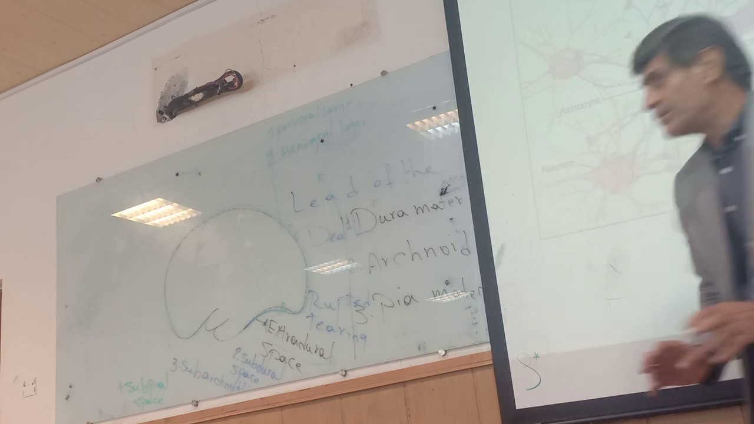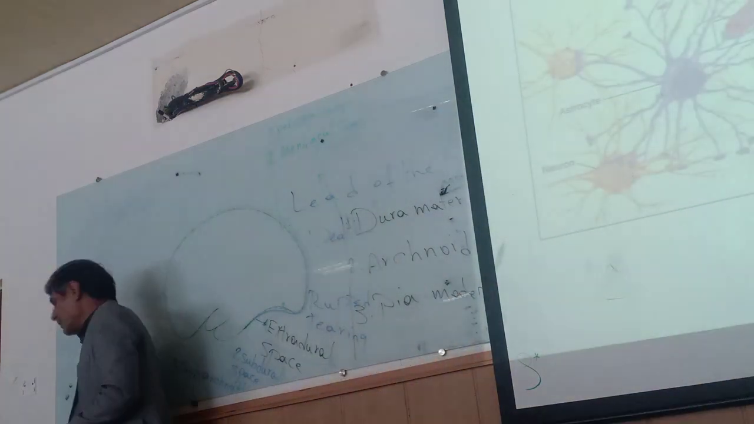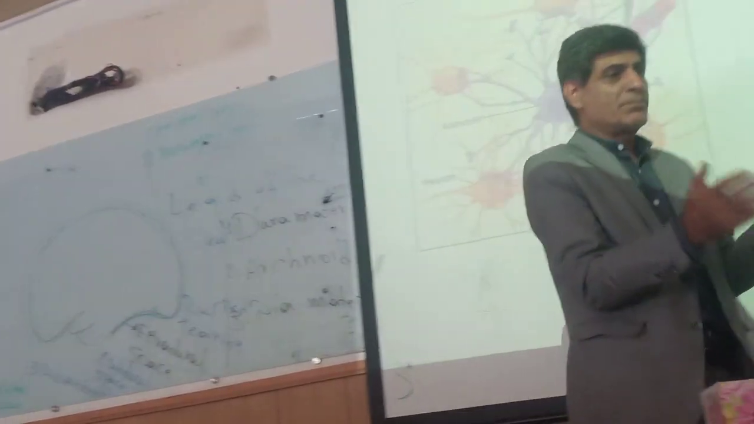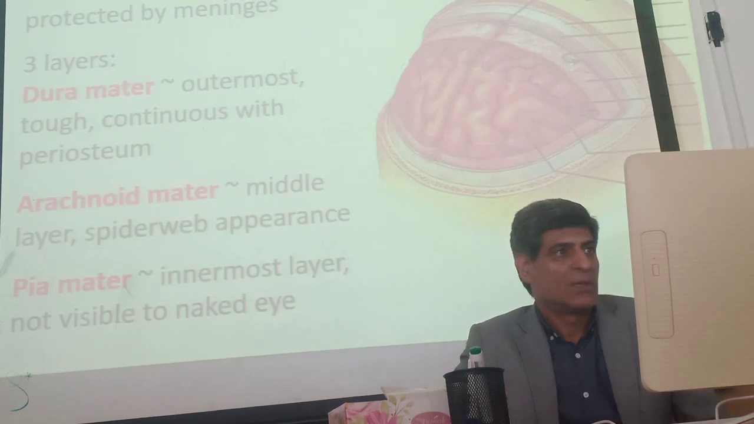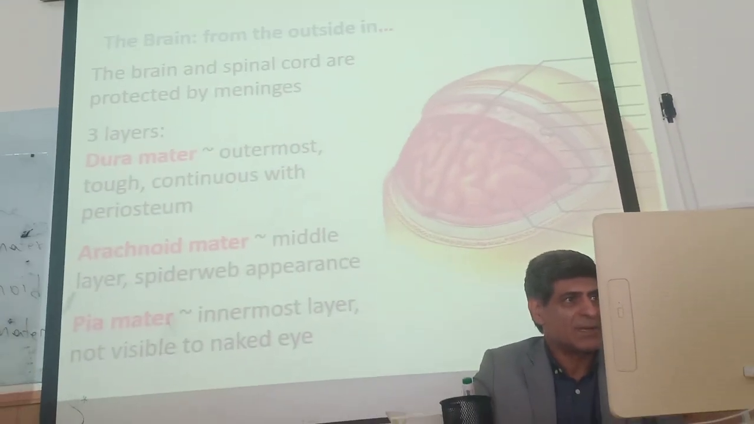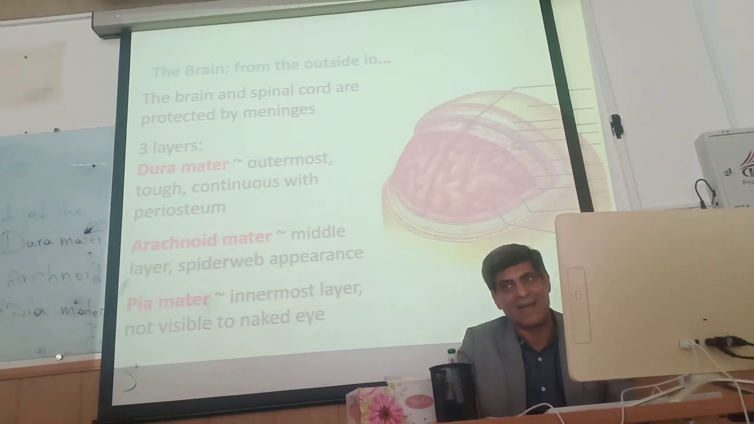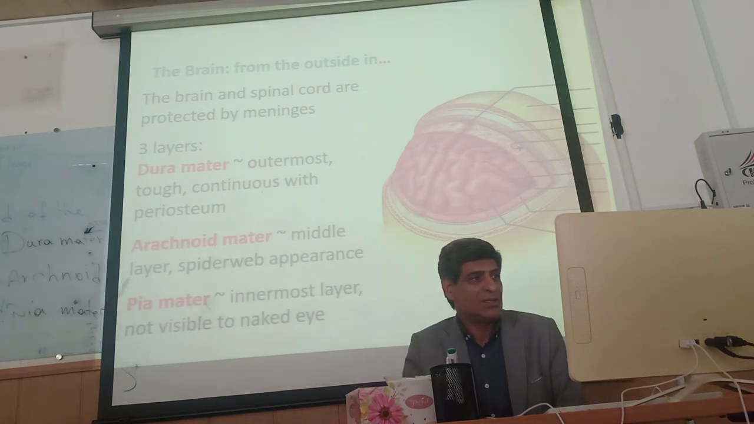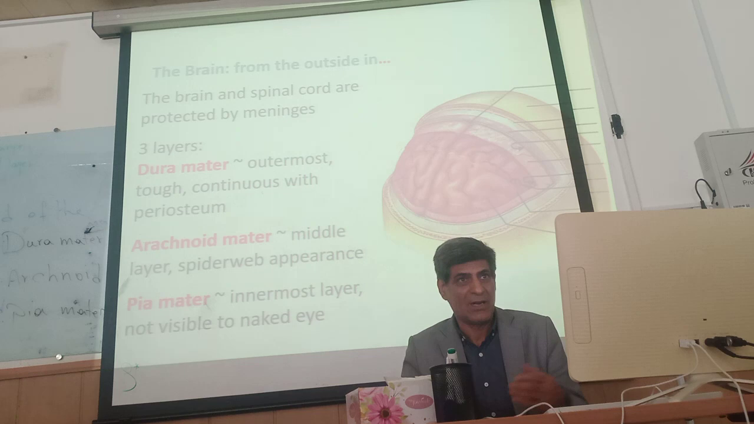Protection. The brain is protected by which structures? Three layers: dura, arachnoid, pia. The brain and the spinal cord are protected from the outside by meninges. The meninges have three layers. The dura mater is the outermost, continuous with the periosteum, and contains two layers, meningeal and periosteal.